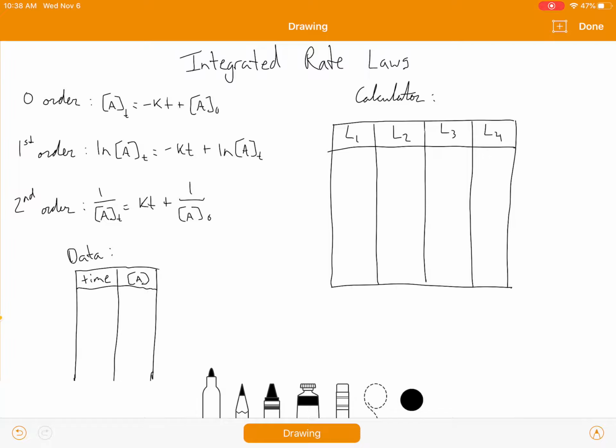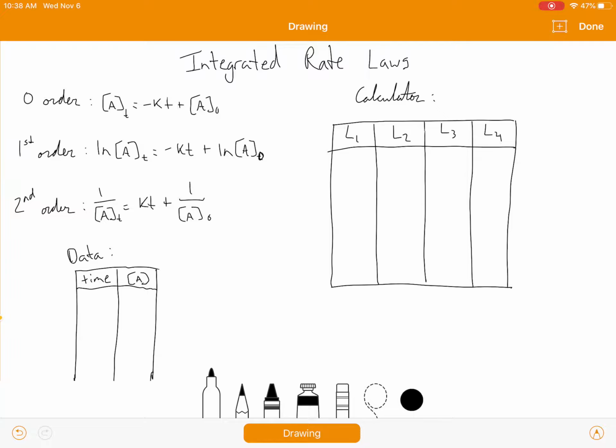For first order, the natural log of the concentration of A at time t is equal to the negative rate constant times time plus the natural log of the concentration of A at time 0. Then on second order, the inverse concentration of A at time t is equal to the rate constant, it's not negative this time, times time plus the inverse of the initial concentration of A.